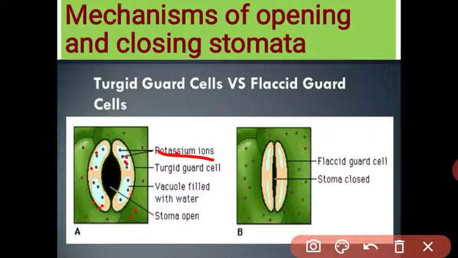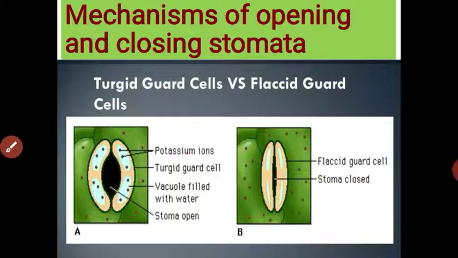and the stomata is open. This is called the mechanism of opening of stomata, and it is the opposite in figure B. The guard cells are closed. Why? Because in the vacuoles there is no water. The water vacuoles shrink, and due to this shrinkage the guard cell is flaccid, and the flaccid guard cells close the stomata. So the opening of stomata is due to the turgidity of the guard cell and the closing is due to the flaccidity of the guard cell. Understood, student?